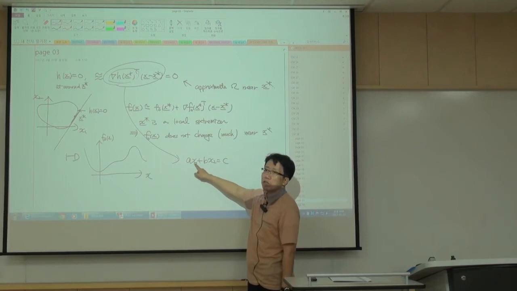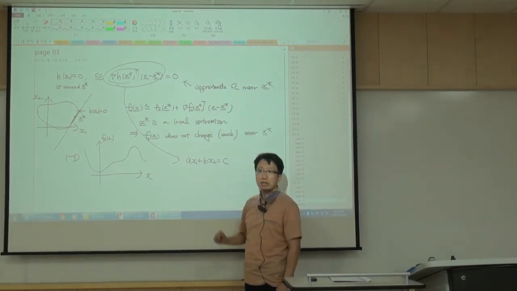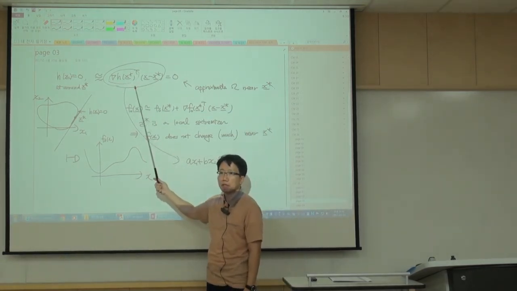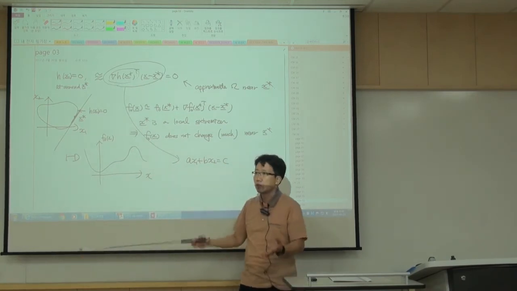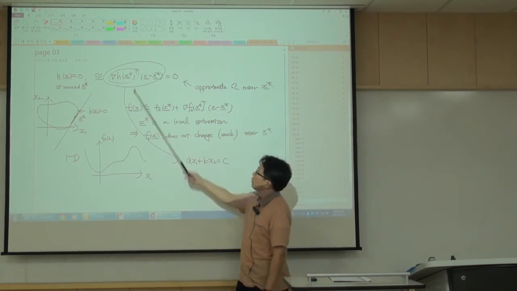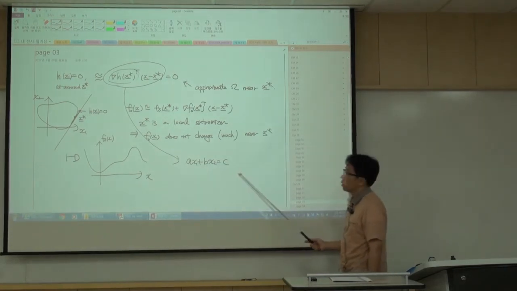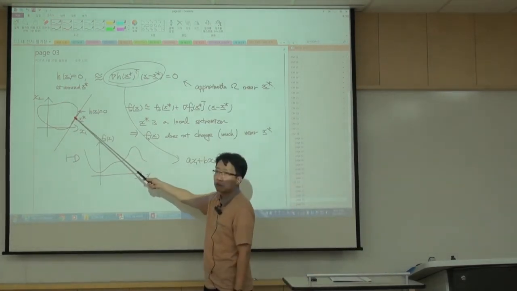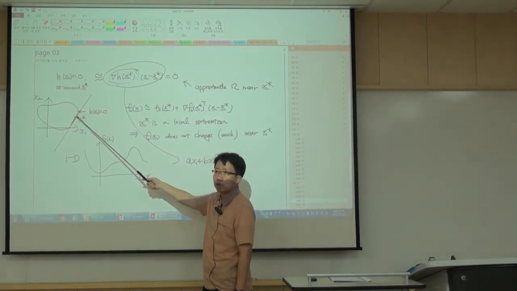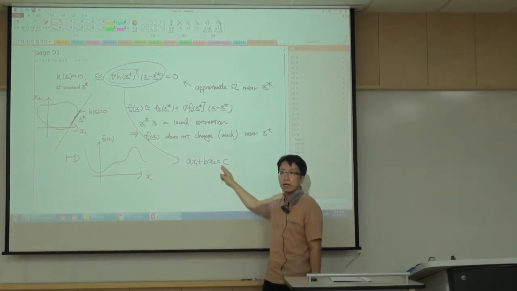When this vector is 0, this is not a straight line. Am I right? But when this is not a 0 vector, this is a straight line passing through x star. Am I right? You've learned this in high school math, right? This is an equation of a straight line.